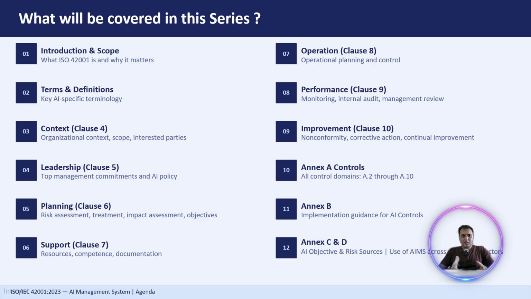Those are basically implementation guidelines for Annex A, the different clauses and the controls. And Annex C and D are basically the objectives, where you will be able to find the objectives and the risk sources, to help you identify the risks or the objectives for your AIMS. Whatever documents are required for the implementation of ISO 42001, I will be creating those templates, and at the end of this series, I will be uploading all the mandatory documents or templates on my GitHub repository, so that you can download and modify those documents as per your organization's requirements.